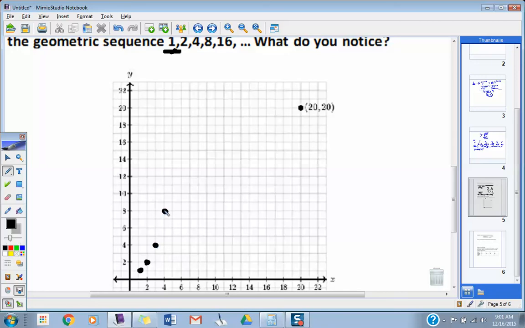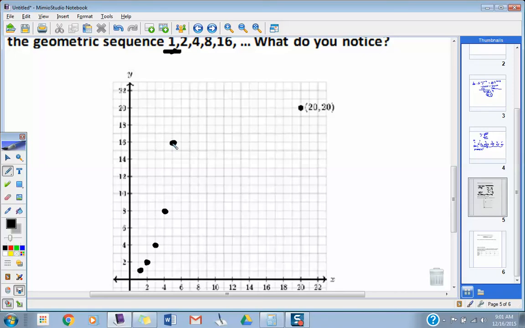What's my last point, guys? What's the fifth term? 16. So that would be like plotting the point 5, 16. So I go right 5 and up 16. I think I've got this 1, 2, 3, 4, 5. Tell me if I've got that plotted correctly. Does that look right to you guys?